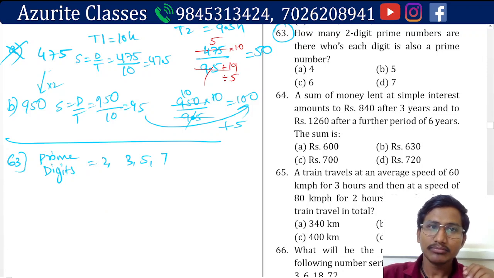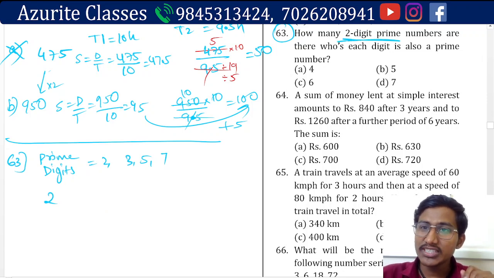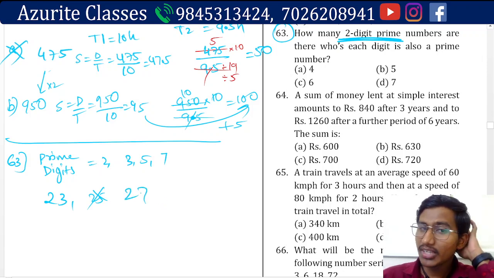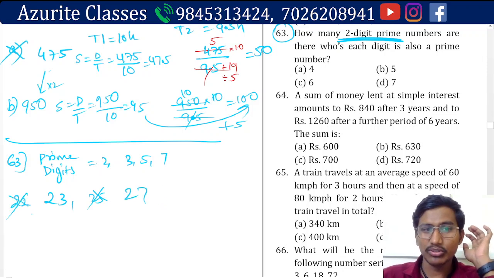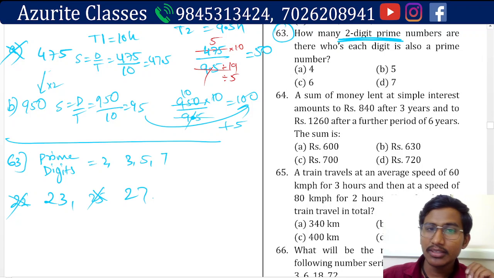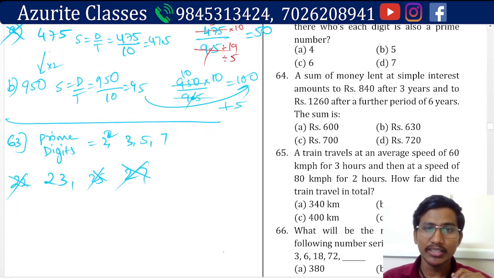Starting with 2, we have to make a two digit number. You can repeat the digits. So you make 22, then 23, then 25, then 27. Which are the prime numbers, you can check, right? 23 is a prime number, 27 is not a prime number. So that is how you can do it.